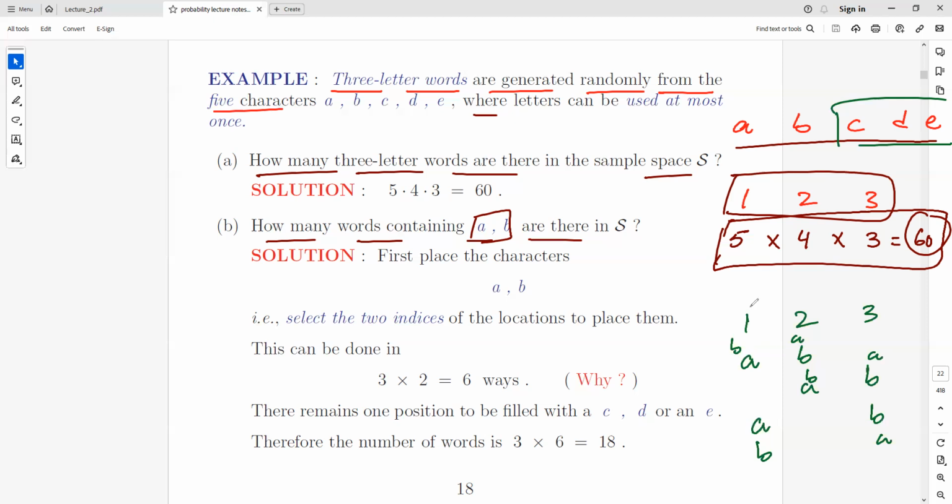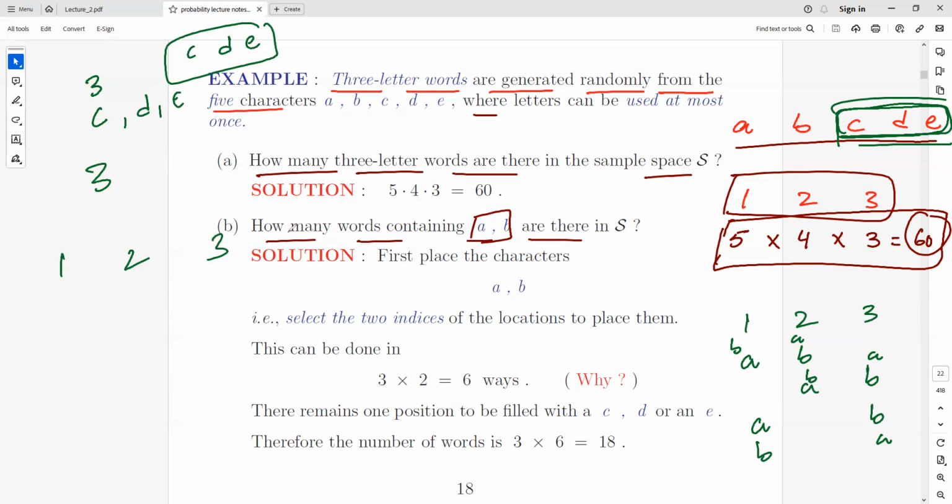And then there remains one position for the letters C, D, E, right? So C, D, E can fill this one position in three ways. We have one position, say the third position, and we have three alphabets C, D, E, so we can fill this position in three different ways. Either we can give a C here, a D here, or an E here. So three ways to fill the third position and six ways to fill two positions, which means we have 6 multiplied by 3, that is 18. So we have a total of 18 words that contain A and B in the sample space.